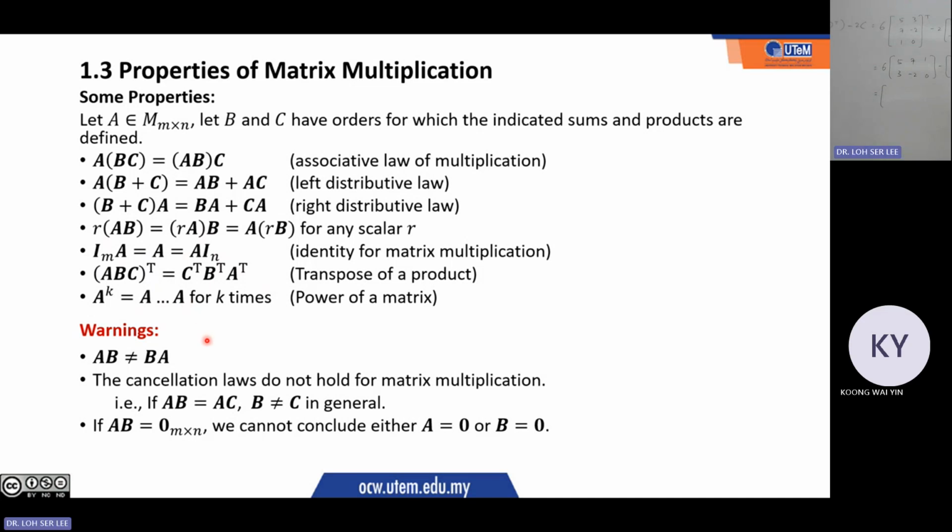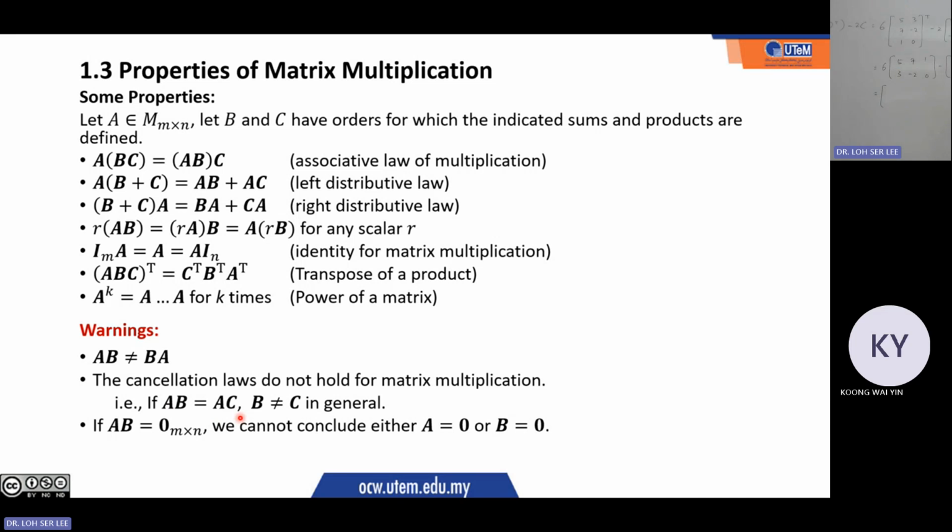There are some warnings here. A times B is not equal to B times A. Remember this. And the cancellation law does not hold for matrix multiplication. For example, if you have AB equals AC, we can't cancel out A using the cancellation law and conclude that B equals C.